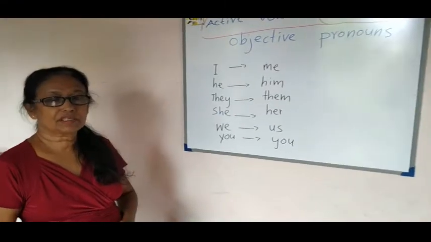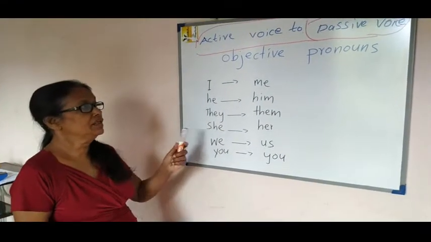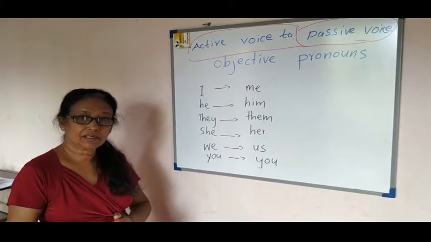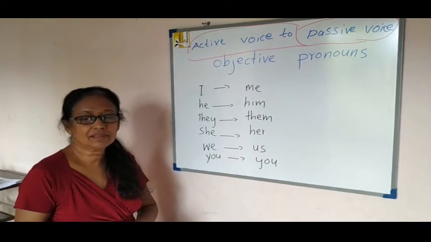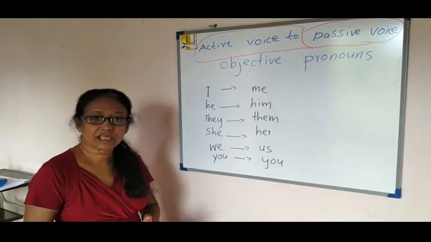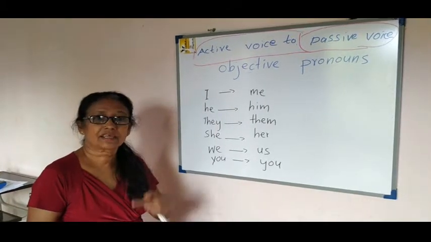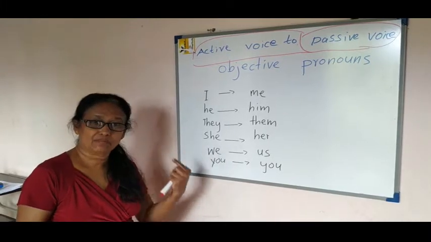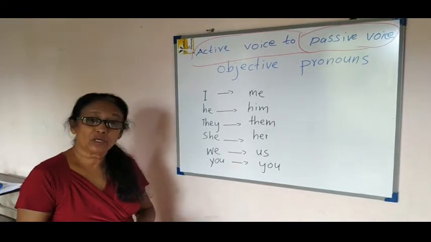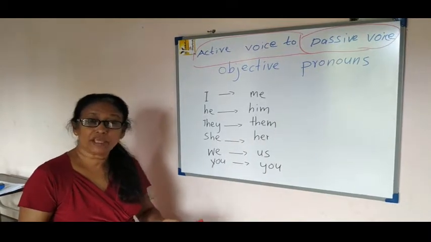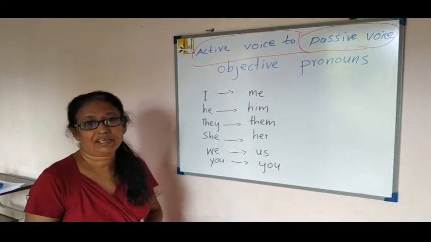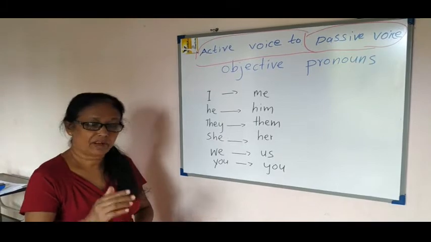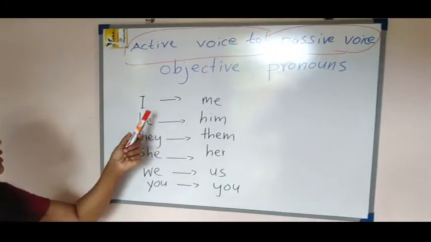Let's see. First you should know the objective pronouns, because always the object becomes the subject. When an active voice sentence turns into passive voice, always the object becomes the subject. So you have to study the objective pronouns first, right? I tell you step by step, I teach. Very simple, no wait, right? Now look at the board.